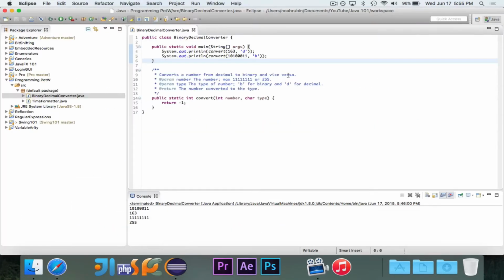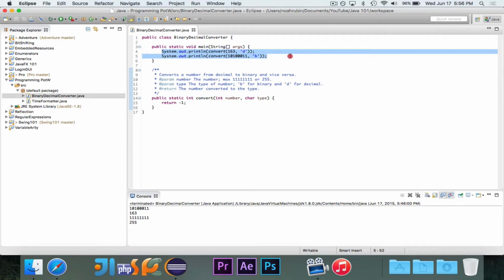Let's take a look over in Eclipse. I have this set up a little bit. We're going to be implementing this static convert method. It will take a number and the type, and it will then convert it. I have the Javadocs written here. You get the number, there's the maximum values, the type of the number, and then the return value.